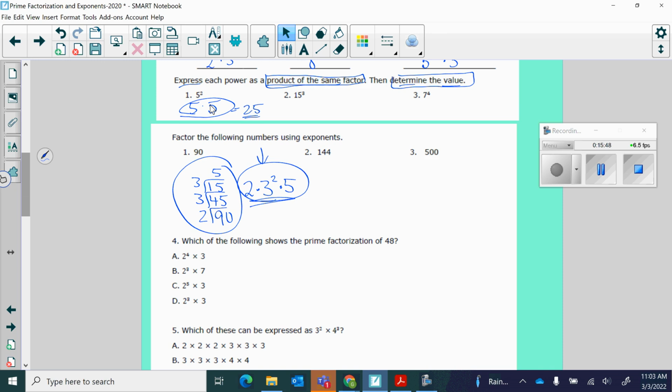Now, that being said, what does my next one equal? How would I write it out? Andrew. Thank you. 15 times 15 times 15. Now, that one multiplied out actually equals 3,375. My bad.